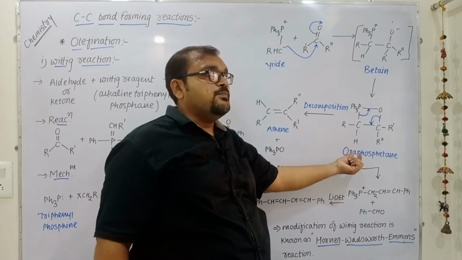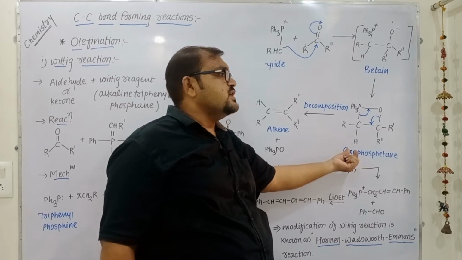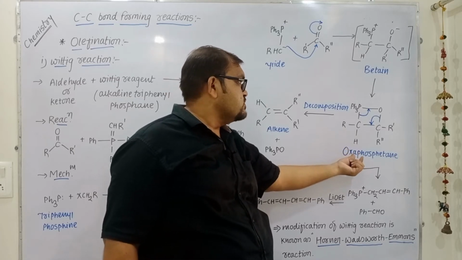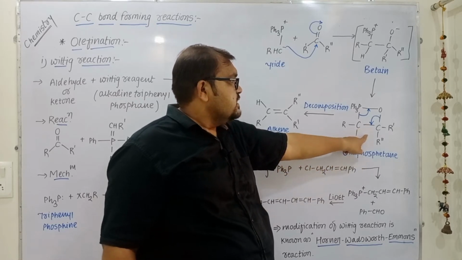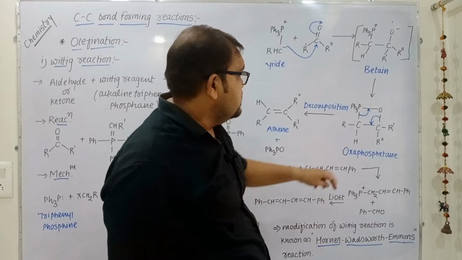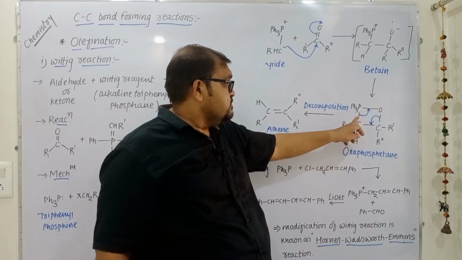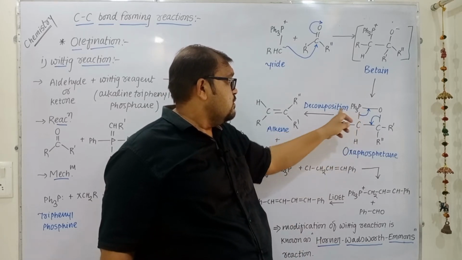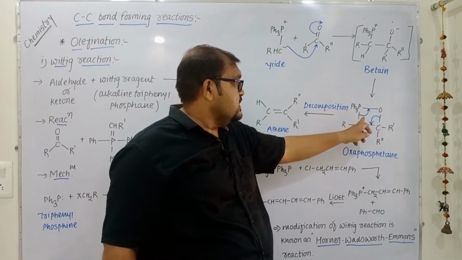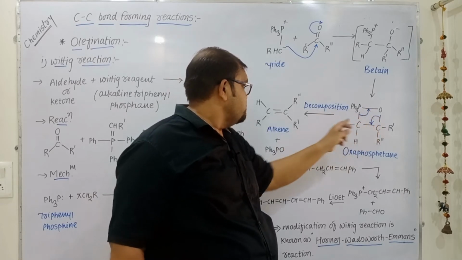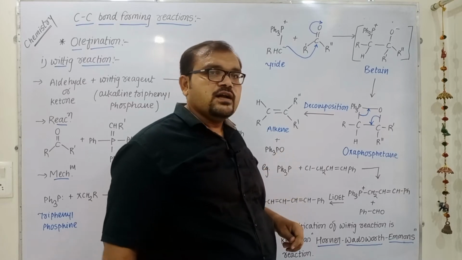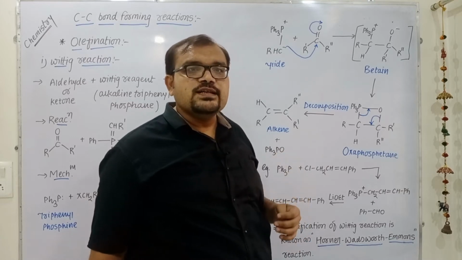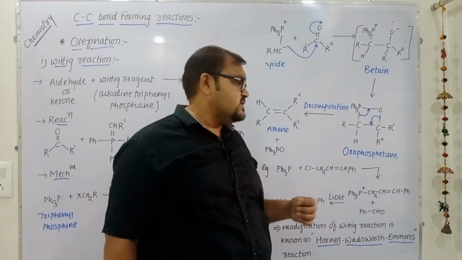as a product, or we can also say intermediate oxaphosphetane. And as we can see here, oxaphosphetane will undergo rearrangement or decomposition like this to give alkene and triphenylphosphine oxide as a product, and this whole reaction is known as Wittig reaction.